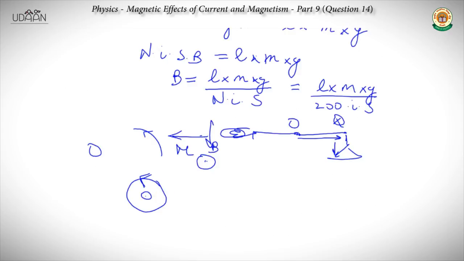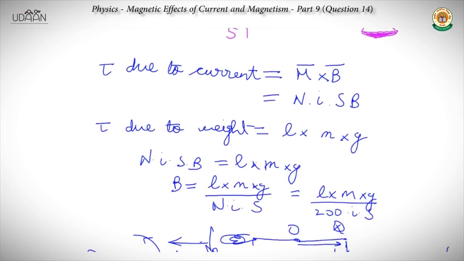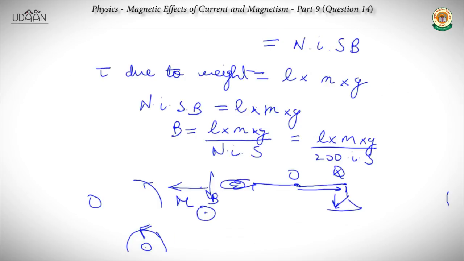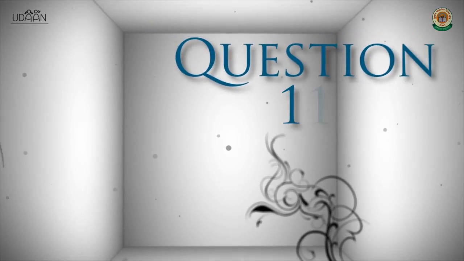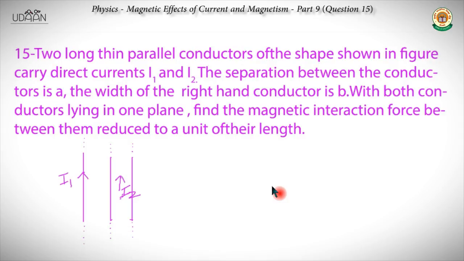All right. So basically if we look from O, then the magnetic moment should be coming here, that is towards us. Hence if we look from O, the direction would be anti-clockwise. Right. Correct. So that was question number 14. We now move on to question number 15.